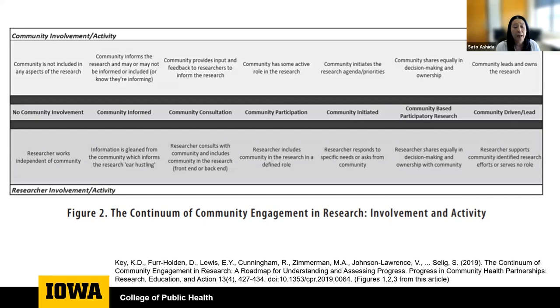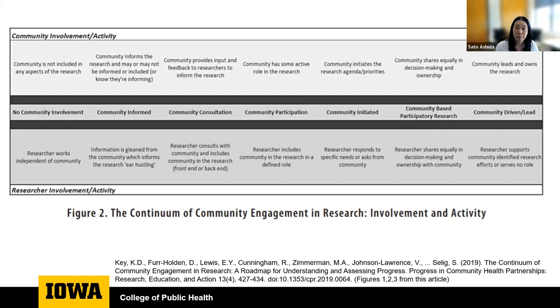Moving towards the right, in some cases, researchers may use some types of information like data from community to inform their research aims and strategies, which is called community-informed research. However, at this level, community is still not usually aware that the research is even happening in their community. At a slightly higher level of engagement, researchers may consult the community by asking for input and feedback to inform the research. And when community has some active roles in the research, such as providing feedback in town hall meetings or guiding the direction of the research, community is said to be participating in research.